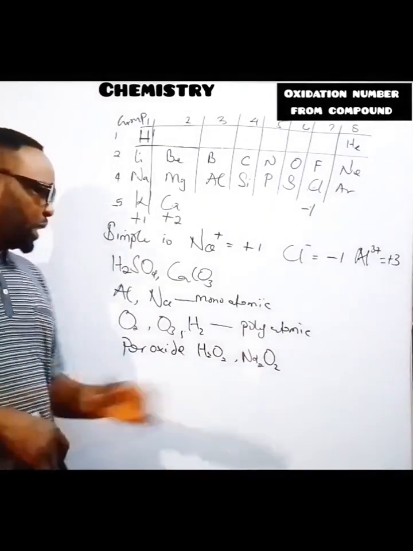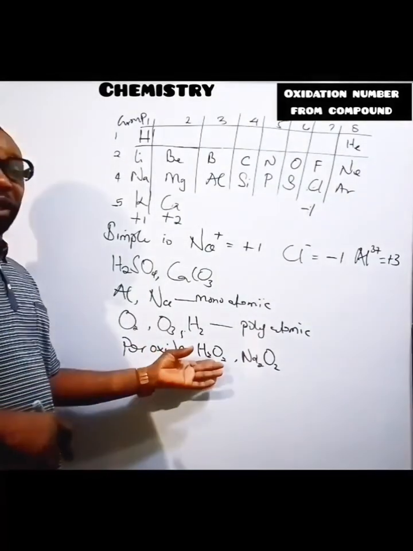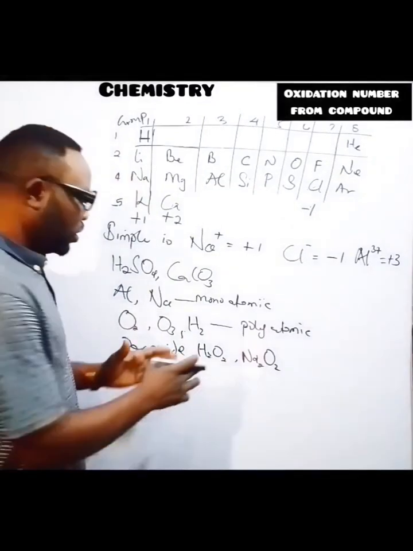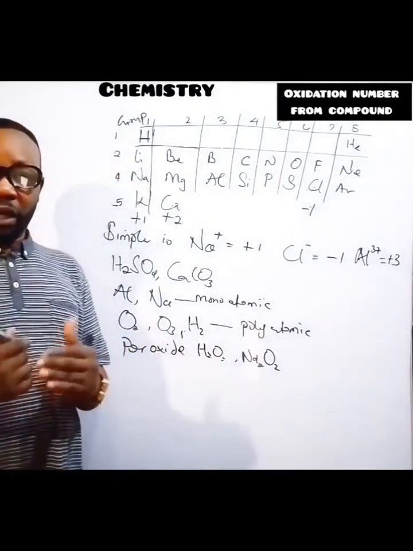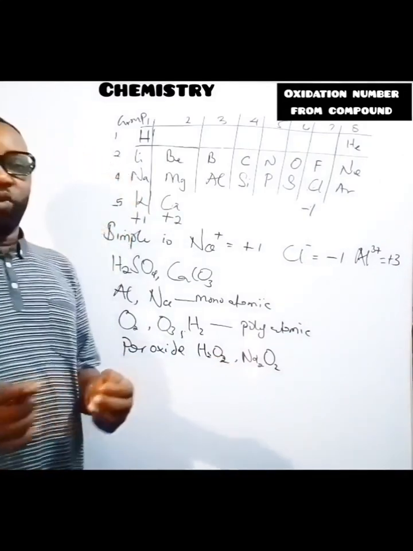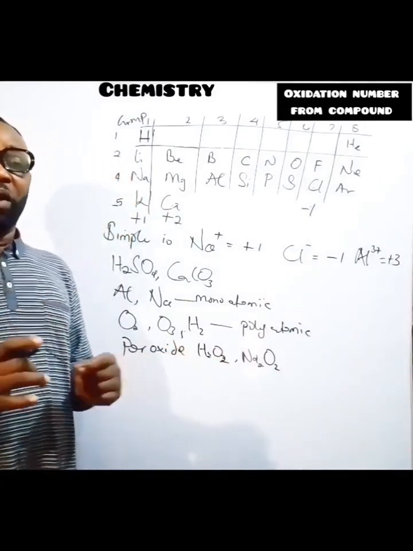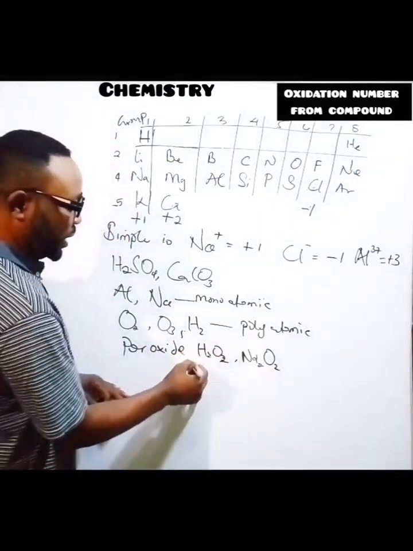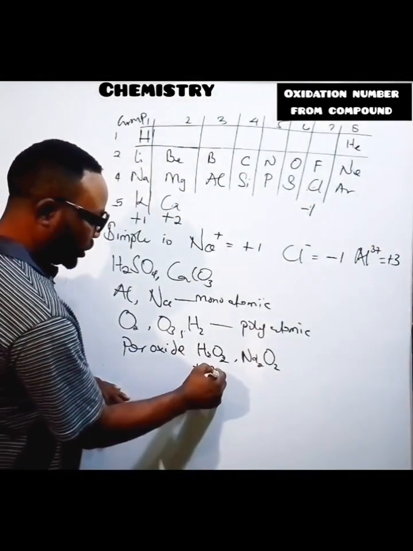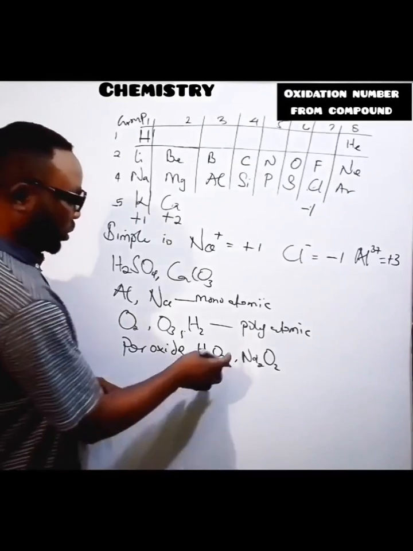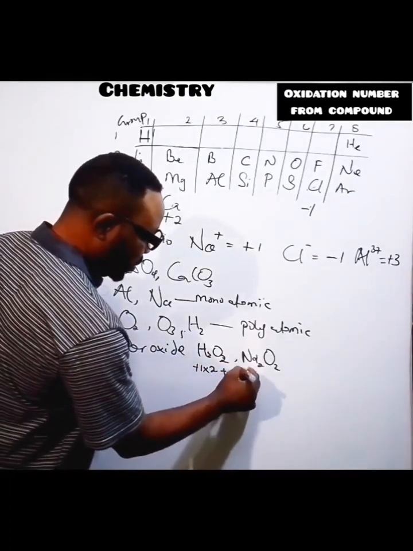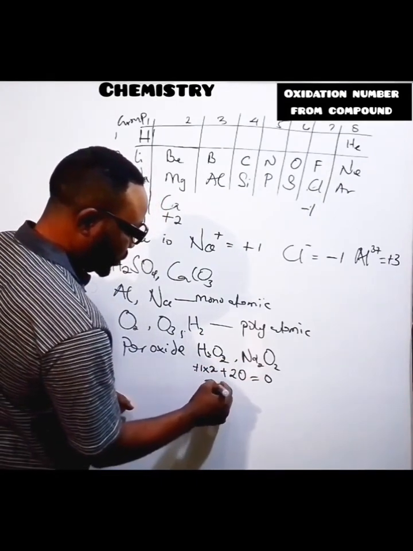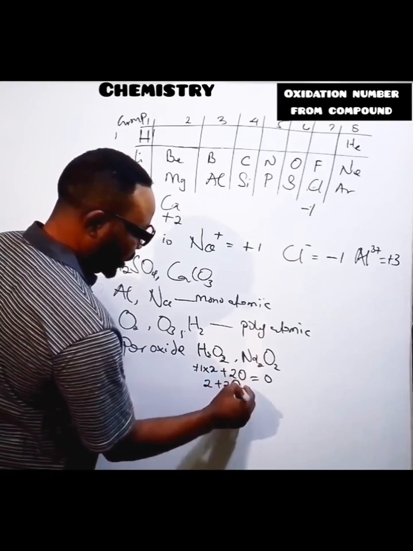-1. Let me do the calculation to check whether it is equal to -1 or not. Don't forget I said earlier that the summation of the oxidation numbers in any compound is equal to 0. Now, the oxidation number of hydrogen here is +1 multiplied by 2. We are looking for the oxidation number of oxygen, plus 2O, which will be equal to 0. So +1 times 2 is 2, plus 2 oxygen is equal to 0.